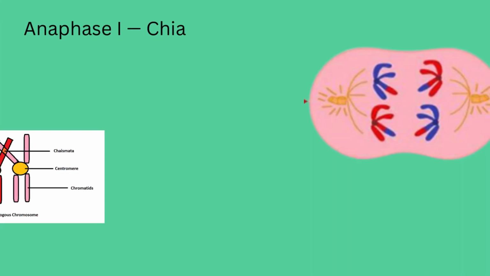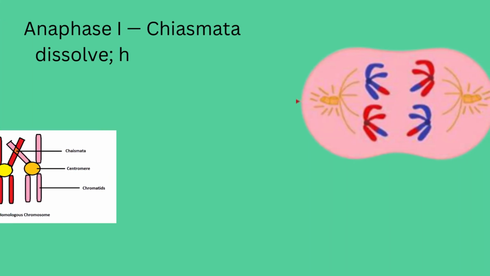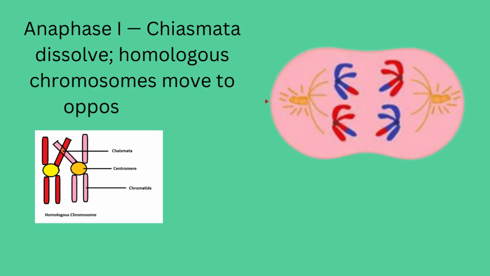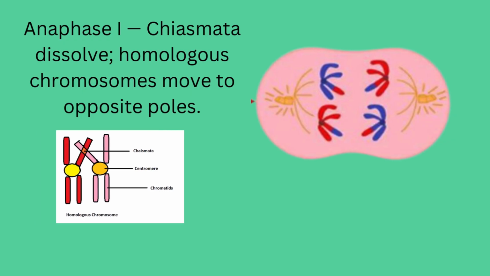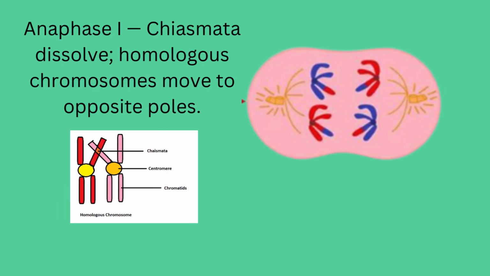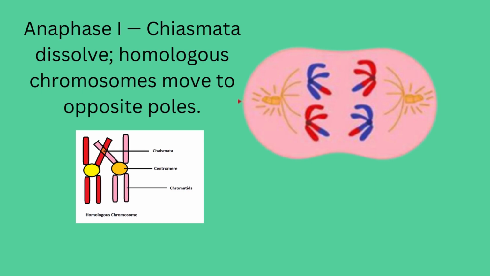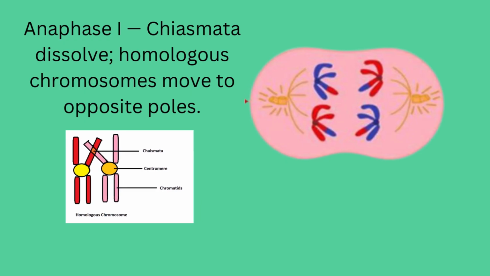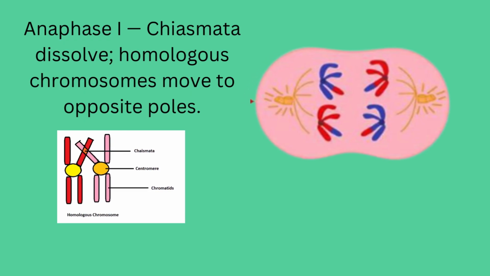Then it enters anaphase I. During this phase, chiasmata dissolve and homologous chromosomes move to the opposite poles. The homologous chromosomes are pulled apart and move to the opposite ends of the cell. The sister chromatids of each chromosome, however, remain attached to one another and don't come apart.